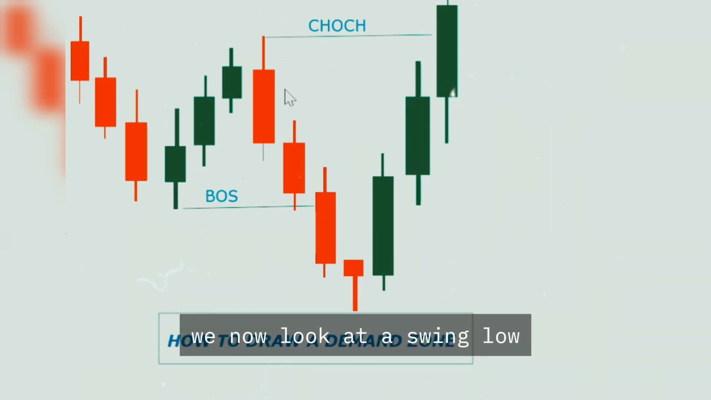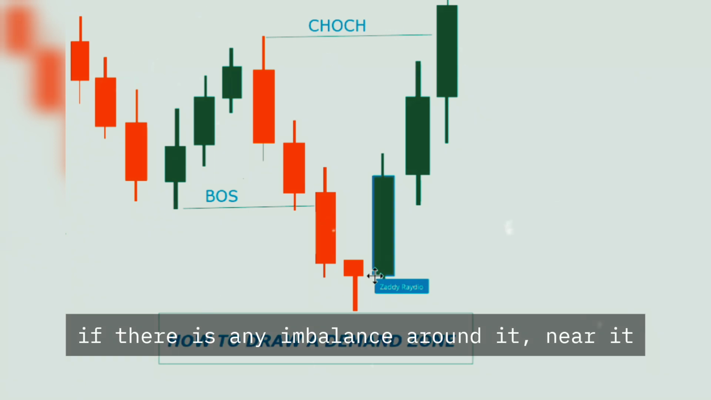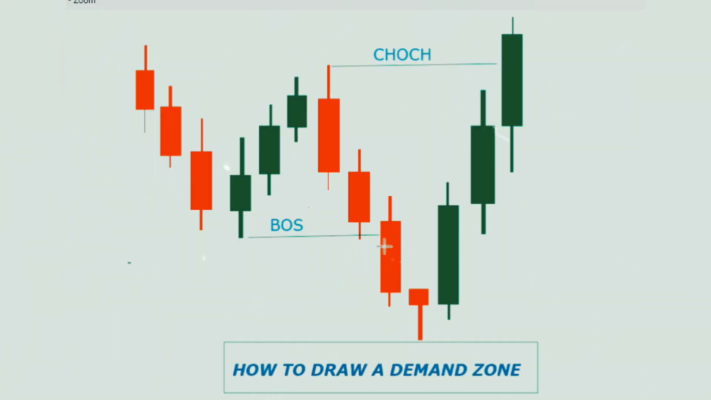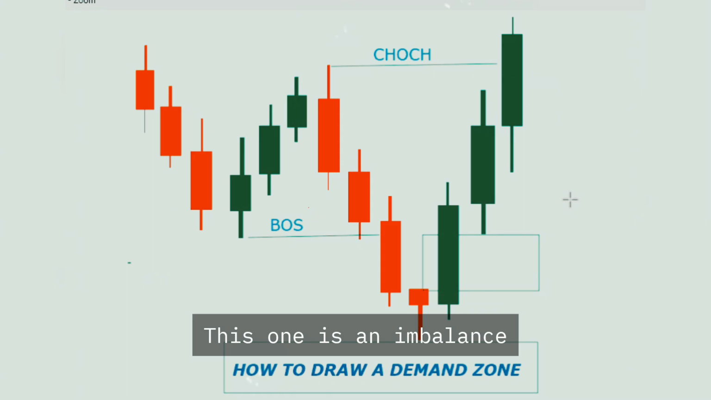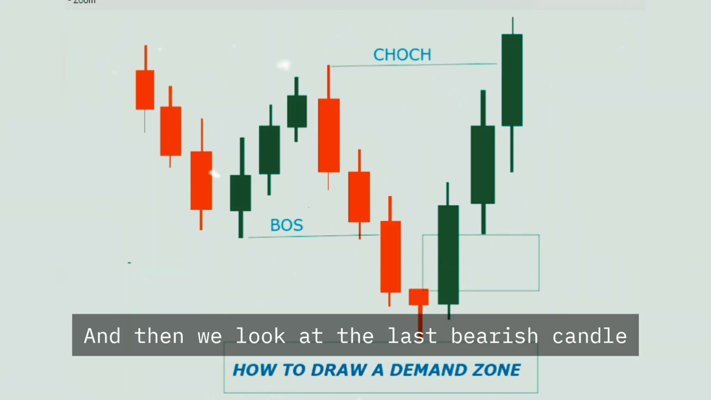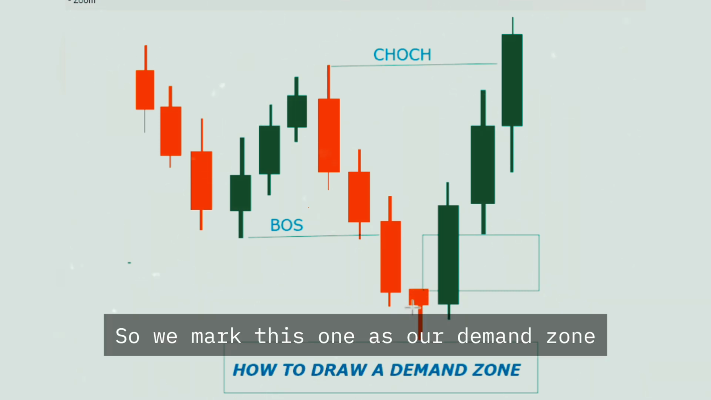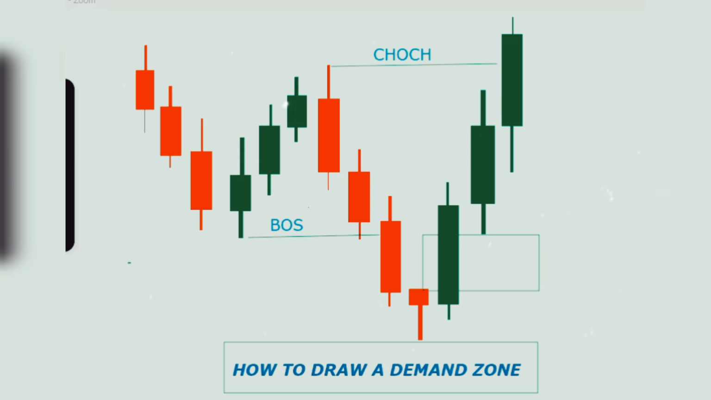we now look at a swing low, which is this one, the last bearish candle, which is this one. What we do, we want to look if there is any imbalance around it, near it. Okay, we now see imbalance around here, this zone. This one is an imbalance. And then we look at the last bearish candle, which is this one. So we mark this one as our demand zone. As simple as that.